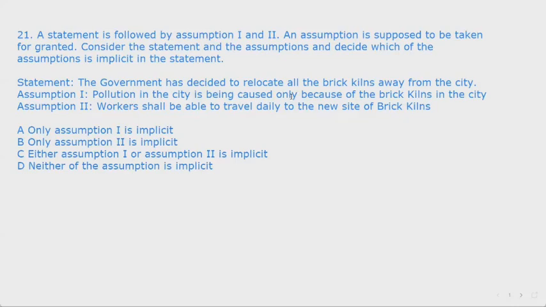Moving to assumption 2. Workers shall be able to travel daily to the new site of the brick kilns. Yes, this assumption makes sense, because when we talk about relocating something away from the city, the first thing that comes to mind is that the company is not being shut down, so can the workers go? Will the daily operation run? The answer to this would be yes. As a result, assumption 2 is correct. So option B is our right answer.